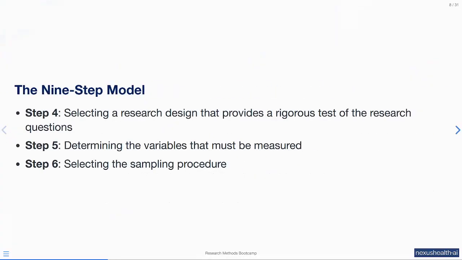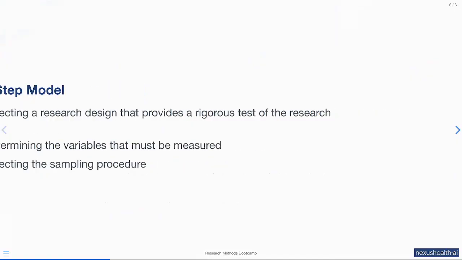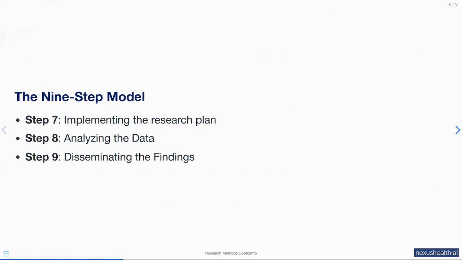The fourth step leads us to select a research design that provides a rigorous test of the research question. Having selected the research design, we then go on to determine the variables that must be measured. And in step 6, we select the sampling procedure. Step 7 is to implement the research plan, while step 8 is to analyze the data. Step 9 involves disseminating the findings.